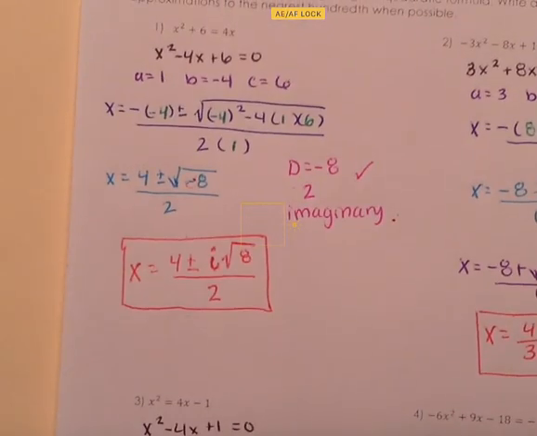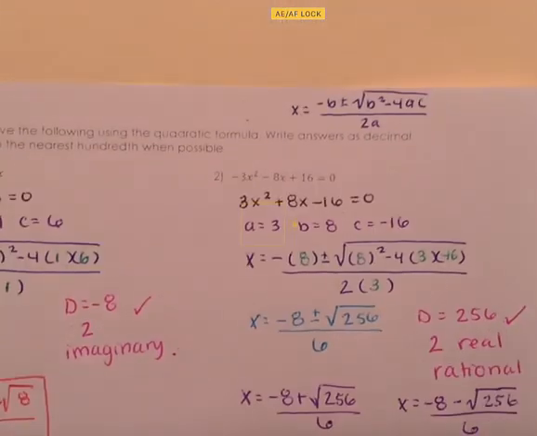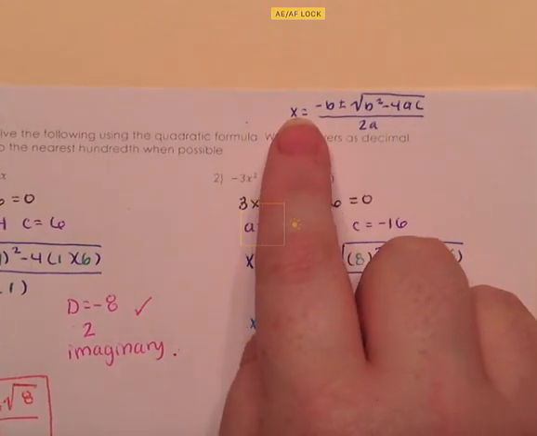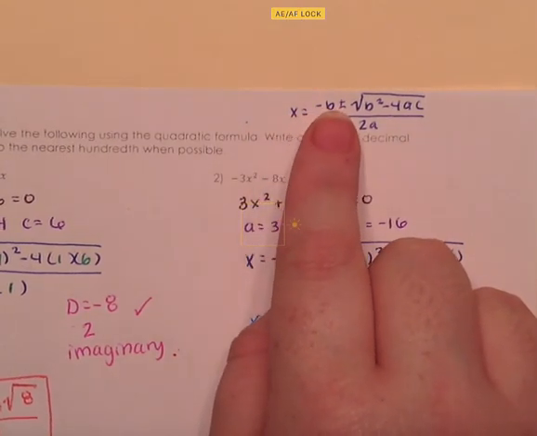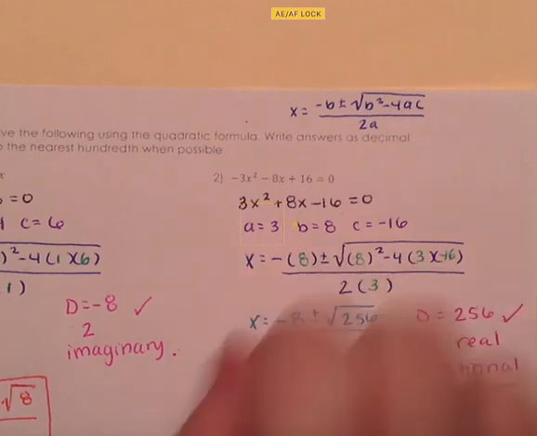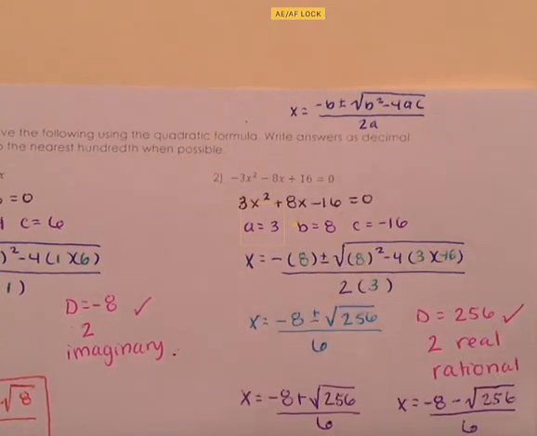So again, you're just using the a, b, and c to plug into the quadratic formula. The quadratic formula again was x equals negative b plus or minus the square root of b squared minus 4ac all over 2a.